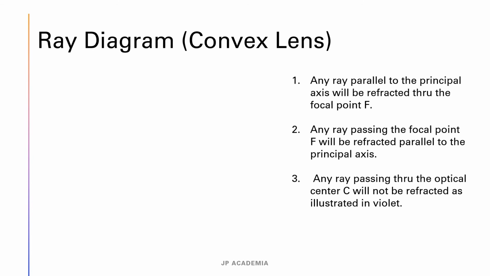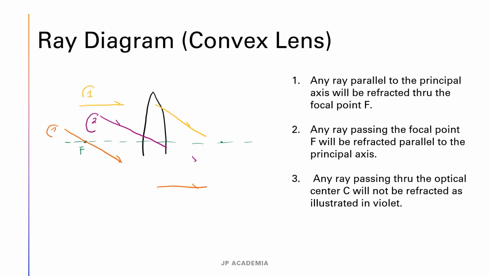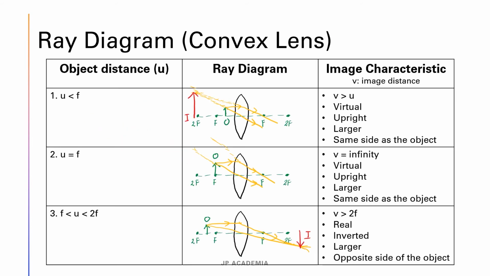Okay, now let us talk about the construction rules in ray diagrams for a convex lens. First, any ray parallel to the principal axis, the one in yellow, and the green is the principal axis, will be refracted through the focal point F as shown. Second, any ray passing through the focal point F, this one, will be refracted parallel to the principal axis. Third, any ray passing through the optical center C will not be refracted, as illustrated here in violet.